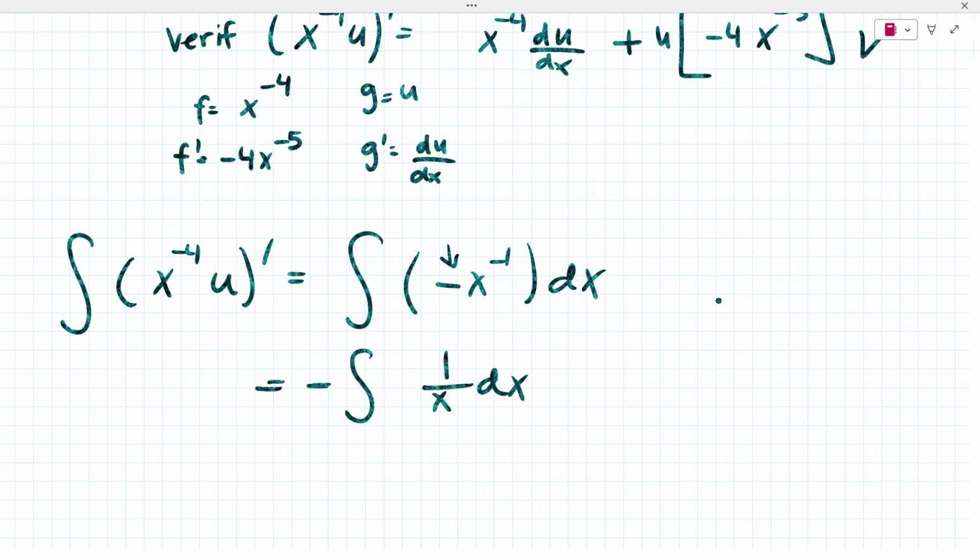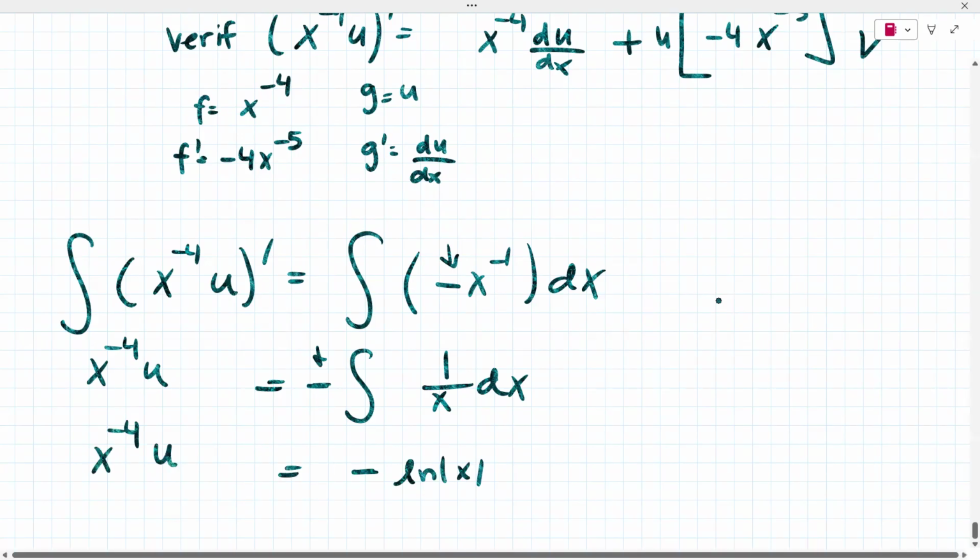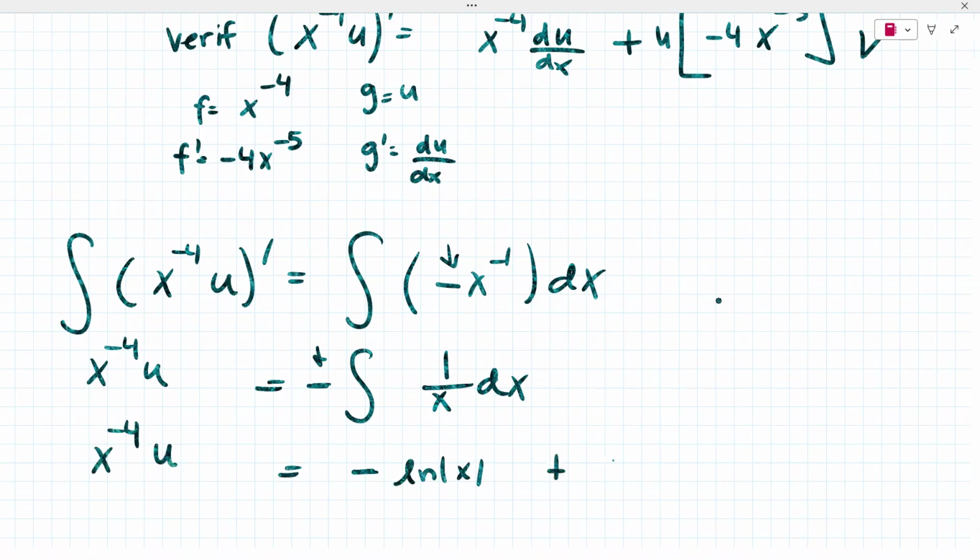This one's easy. On the left, the integral and the derivative cancel, so you're left with x to the negative 4 u. On the right, this is easy, right? The integration of 1 over x is the ln of the absolute value of x. And then you have a minus right here. Oh, don't forget on the right, we have a plus c.